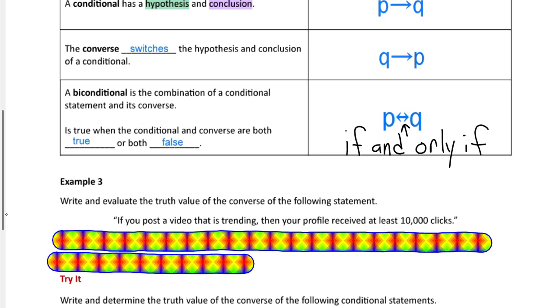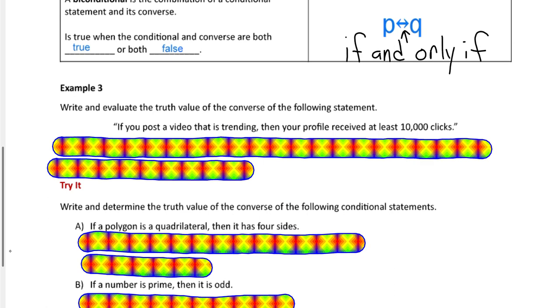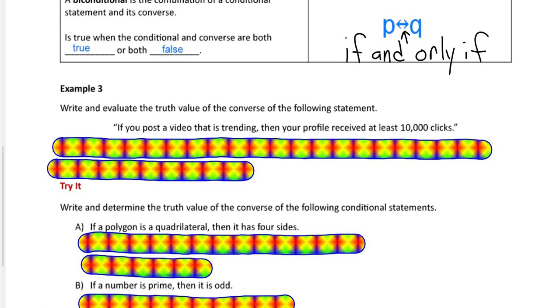Okay, so let's just practice these. It's the only way that we can get it down. All right, so let's write and evaluate the truth value of the converse. So we're going to write the converse statement. And the first thing I want to do is underline everything after the word if, and I'm going to label it with a P for my hypothesis. Everything after the word then, I'm going to underline and label with a Q, and that is my conclusion. So for us, what is happening for the converse is we switch these.